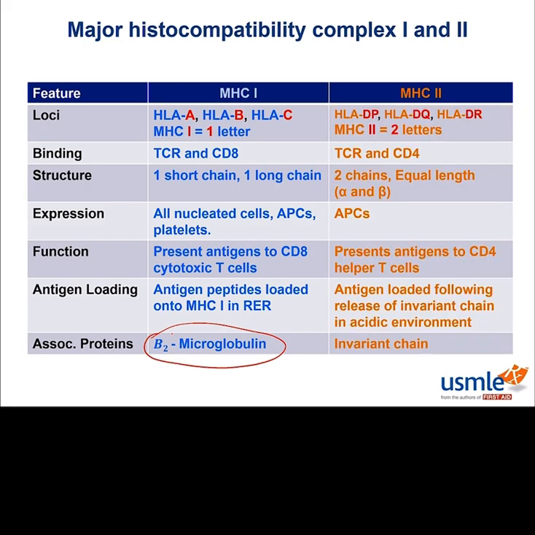MHC2 receptors are present on B cells as well as cells capable of consuming and degrading pathogens such as macrophages and dendritic cells. They bind to CD4 as well as TCR. There are also 3 subsets, and each of these has 2 letters for MHC2: DR, DQ, and DP. The important protein here is the invariant chain, which really puts a lockdown on the MHC2 system.